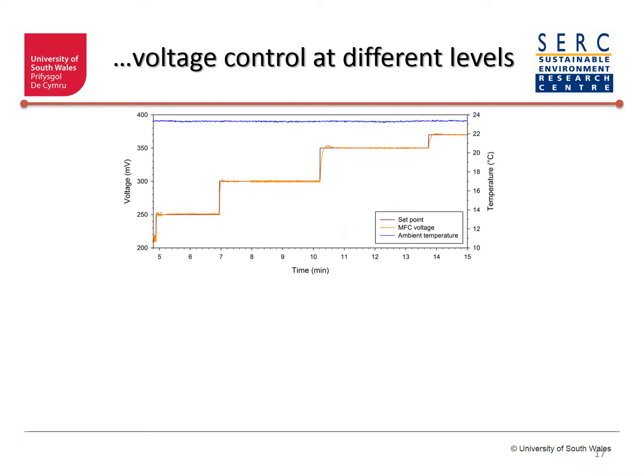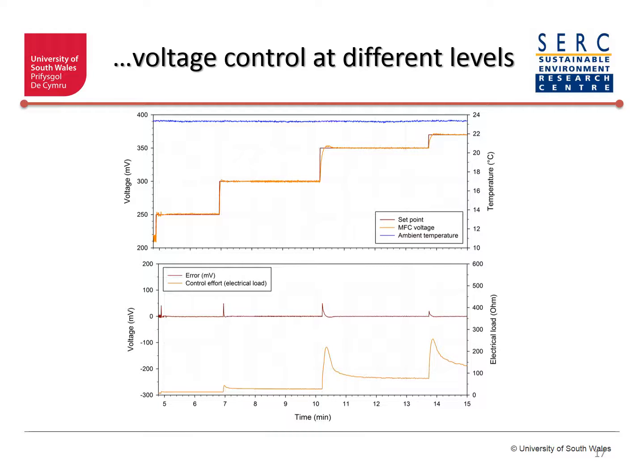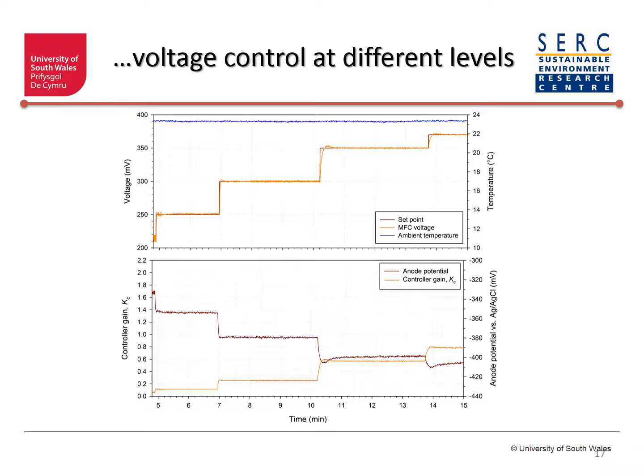Zooming on to some of these steps, it can be seen that the controller is able to match the voltage within a couple of minutes. Also, you can see the steady state error is 0, and electrical resistance is automatically varied in order to maintain the voltage level. Just to show you as well that the anode potential was not controlled, but only the voltage across the two electrodes was controlled. Also, you can see the controller gain was varying according to the operating level.